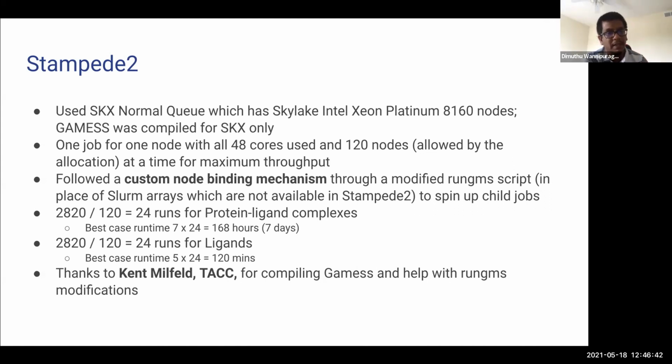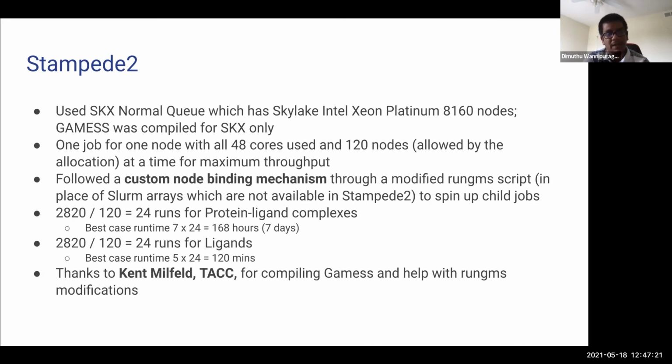In terms of scaling, we use a custom node binding mechanism on Stampede 2, because we don't have access to SLURM job arrays to scale natively at the SLURM level. So we are using SLURM, and inside that we are using a custom mechanism to scale the jobs, and I will talk about it later in the presentation. Theoretically, we can run 120 jobs at a time, given the number of nodes we have, and in each node we are running one calculation at a time.